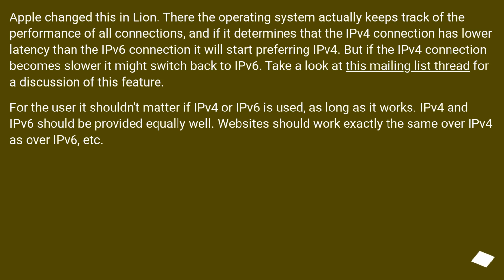Apple changed this in Lion. There the operating system actually keeps track of the performance of all connections, and if it determines that the IPv4 connection has lower latency than the IPv6 connection, it will start preferring IPv4. But if the IPv4 connection becomes slower, it might switch back to IPv6. Take a look at this mailing list thread for a discussion of this feature.